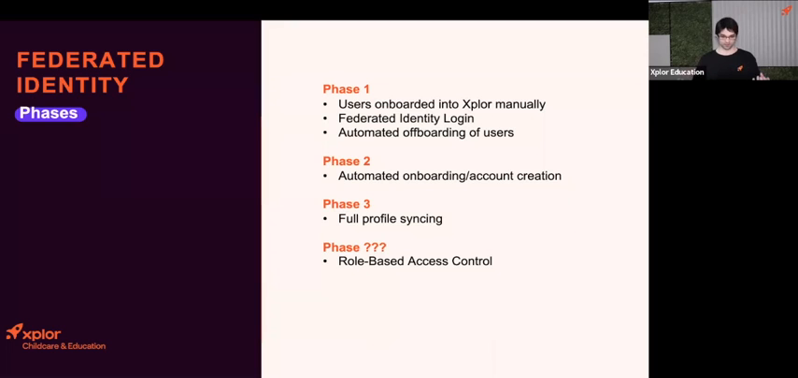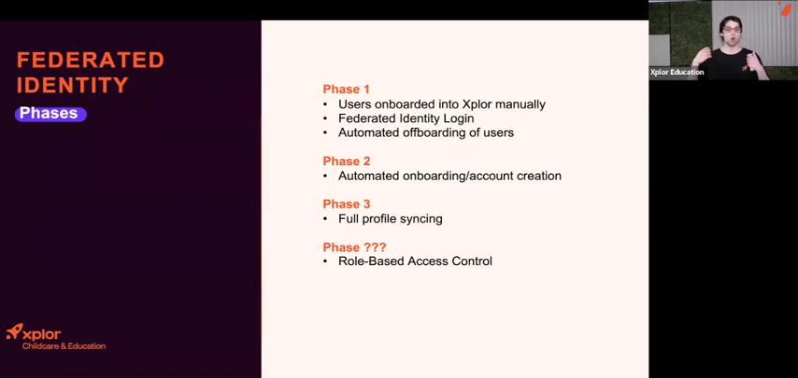So what do I mean by all this? What phase one really looks like is users onboarding into Xplor manually. That means that you're creating your profiles inside the Xplor system manually in the same way you would today. But then we have the federated identity login flow. So rather than those users logging into Xplor with Xplor credentials, they can log in with the federated identity flow.